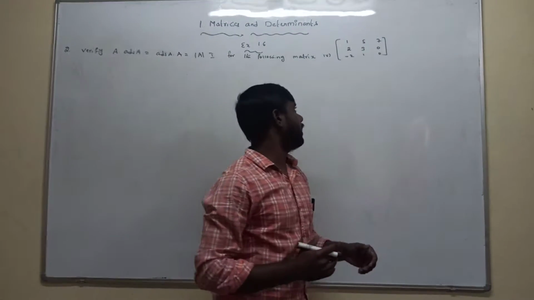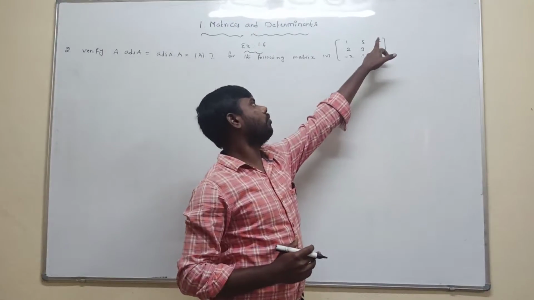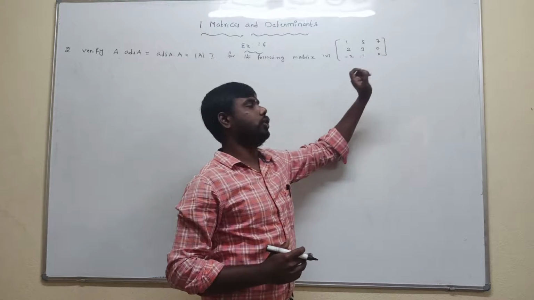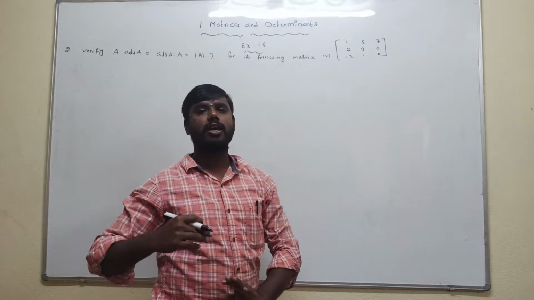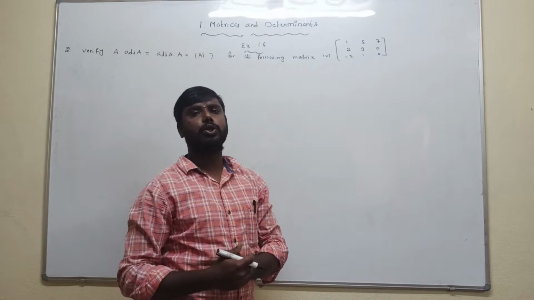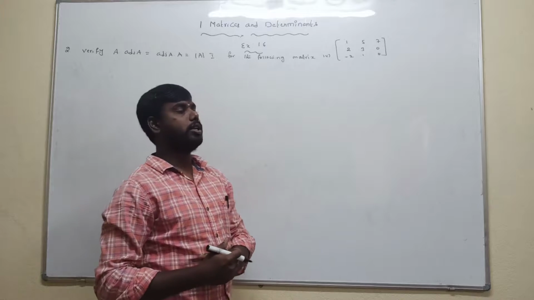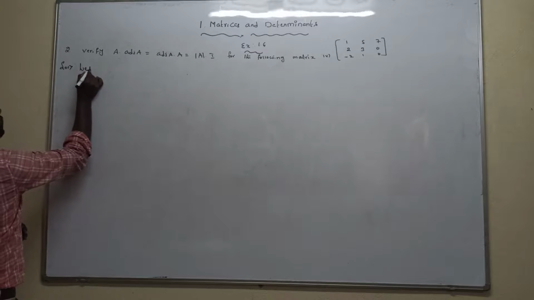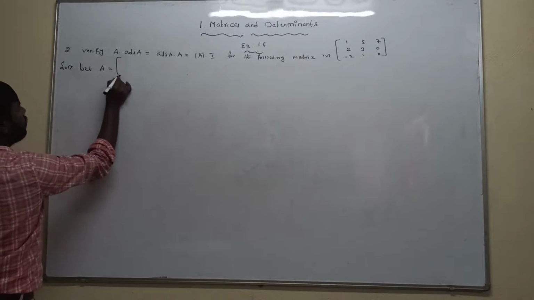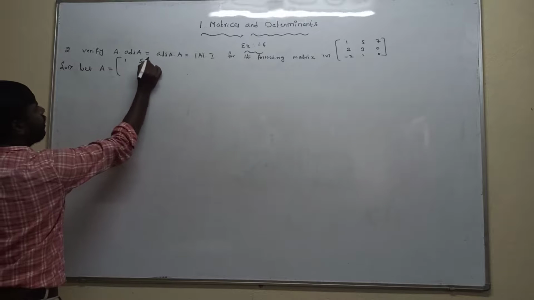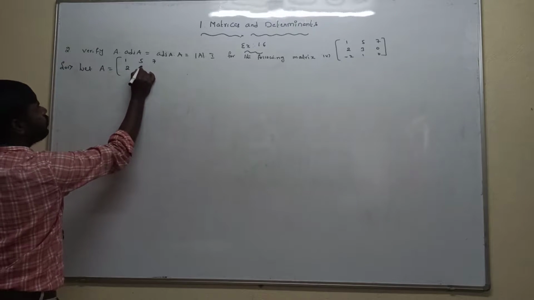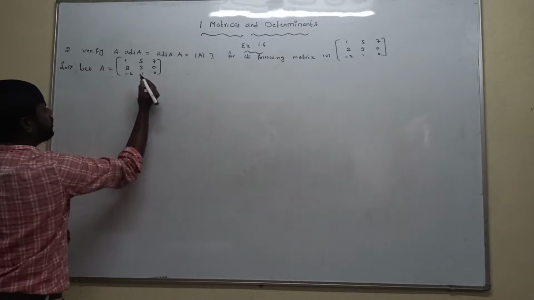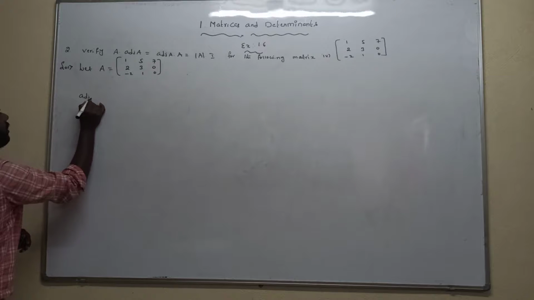So, the given matrix is 1, 5, 7, 2, 3, 0, minus 2, 1, 0. The given matrix to consider is capital A. After that, we need to calculate adjoint of A. See the solution. Let us consider capital A is equal to the given matrix 1, 5, 7, 2, 3, 0, minus 2, 1, 0. So next we need to calculate adjoint of A.